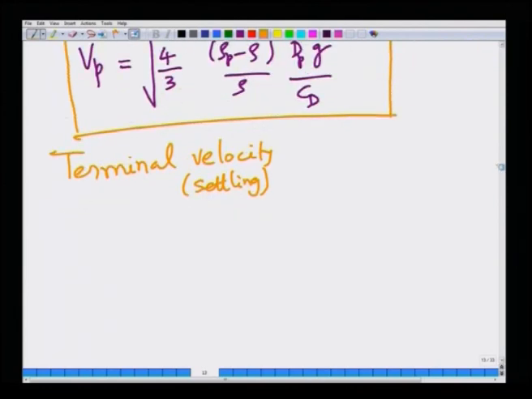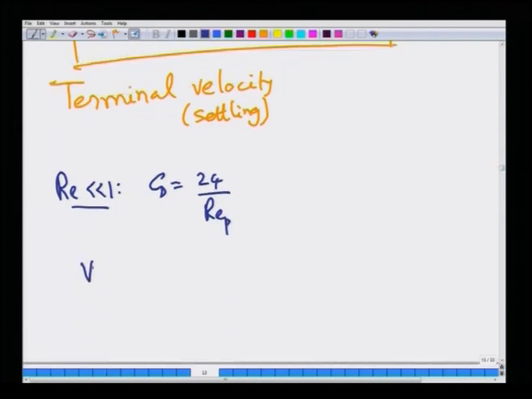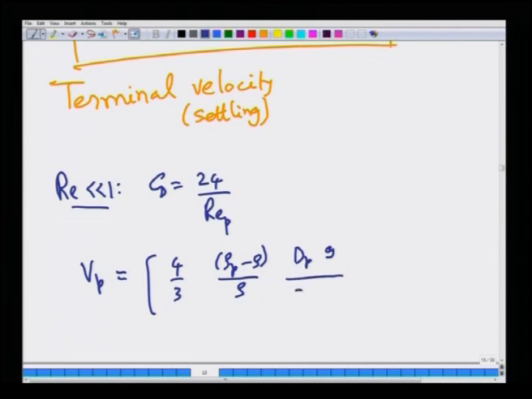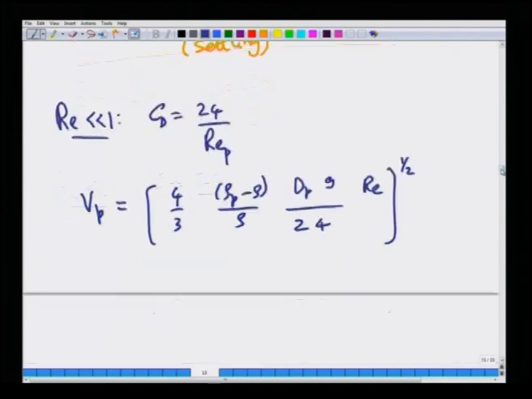Now, of course, we have to look at different regimes. When Reynolds number is small compared to 1, we know that Cd is 24 divided by Reynolds number based on particle diameter. So, Vp becomes 4 by 3 times rho p minus rho divided by rho, times dp g by 24 Reynolds number, to the power half.